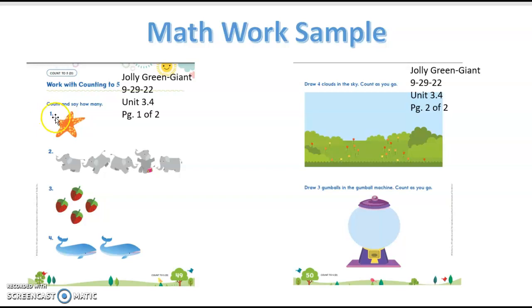So this is a math worksheet in your book, page 49 and 50, okay? It is one page, but for me, it counts as 2 pages of a work sample, one work sample, okay? So this is the math work sample. It's called Work with Counting to 5, so it already has the title on it, which is fine.